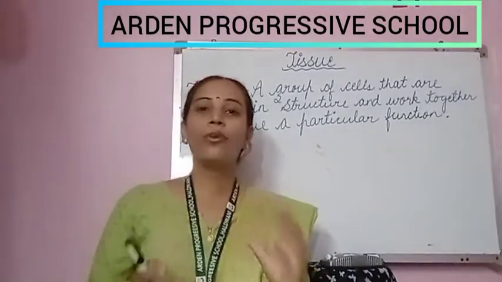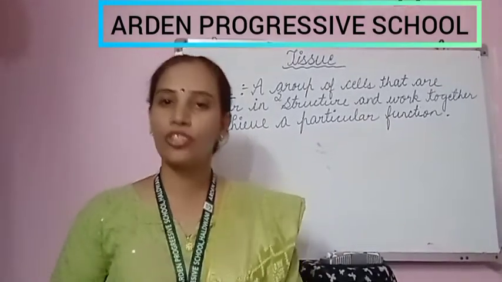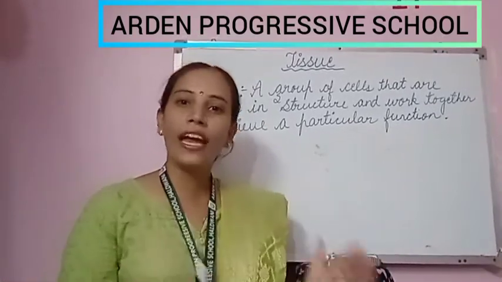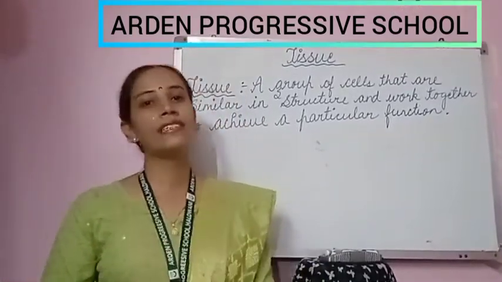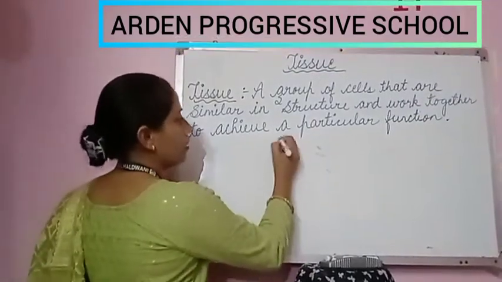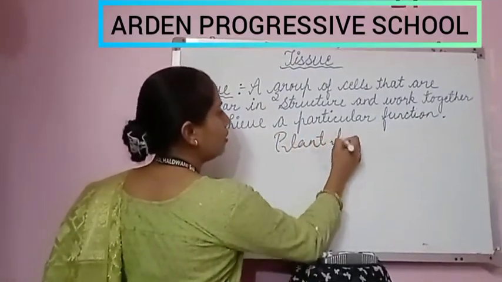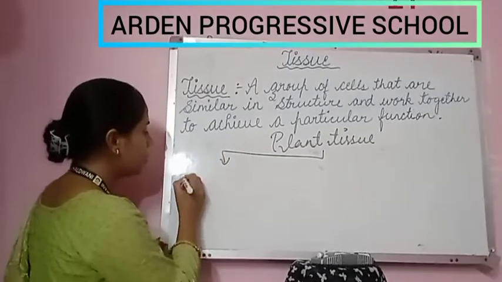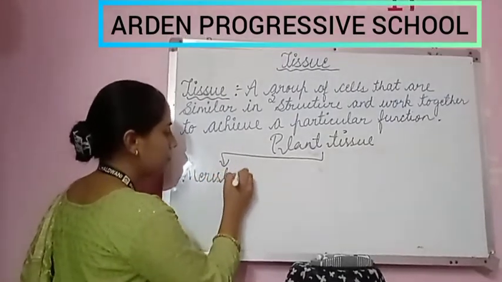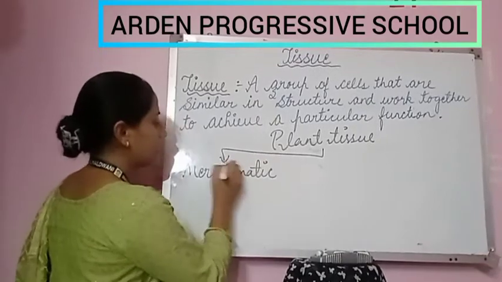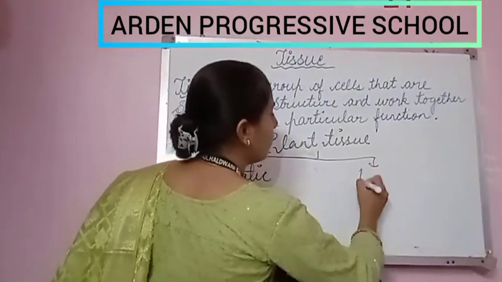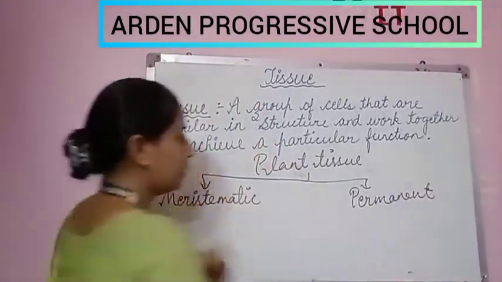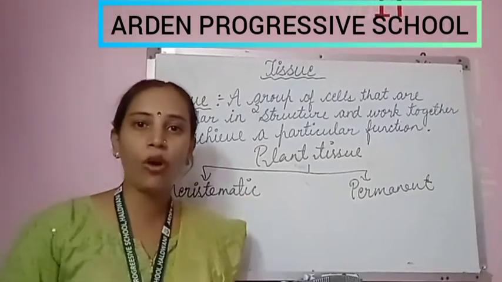In this chapter, we are going to discuss tissue and the types of tissue. In general, there are two types of tissue, plant tissue and animal tissue. First of all, we are going to discuss plant tissue. Plant tissues are generally divided into two categories. The first one is meristematic tissue and the second is permanent tissue. These two are the major classification of plant tissue.